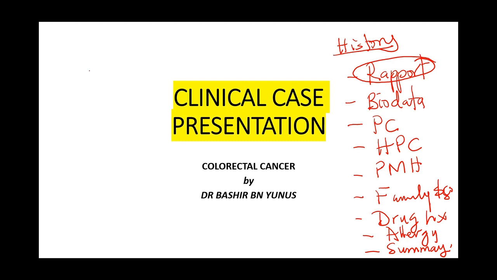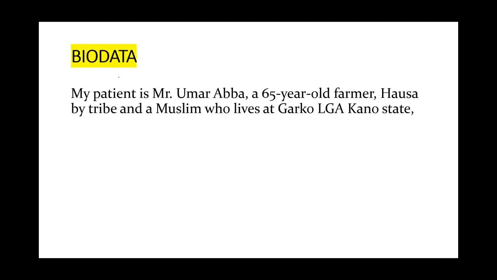Of course, we all know after creating rapport, you take the biodata, which in summary is Nastroma, where you describe the name of the patient, age, sex, tribe, religion, occupation, marital status, and the address of the patient. Sometimes not all these will feature in the biodata. Some of these features might be in the body of the history.